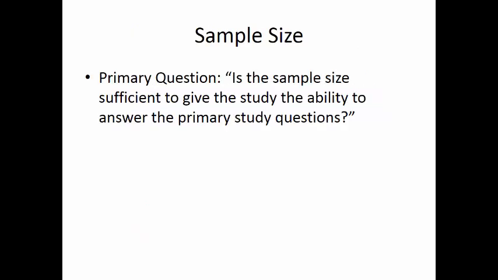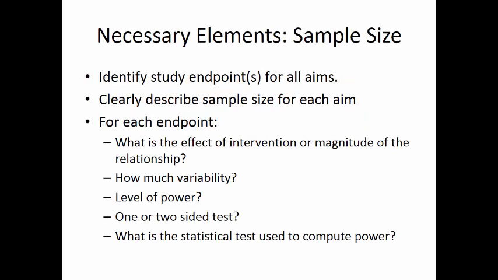Okay, so sample size. This is why people come to my office. They say, how many subjects do I need, and can you help me write a section to support that number? From the reviewer's point of view, though, the reviewer is going to ask the question, is the sample size sufficient to give the study the ability to answer the primary study questions? So what are the necessary elements for you to prove, or at least give confidence, that the sample size is appropriate? Any sample size calculation starts with the endpoints.